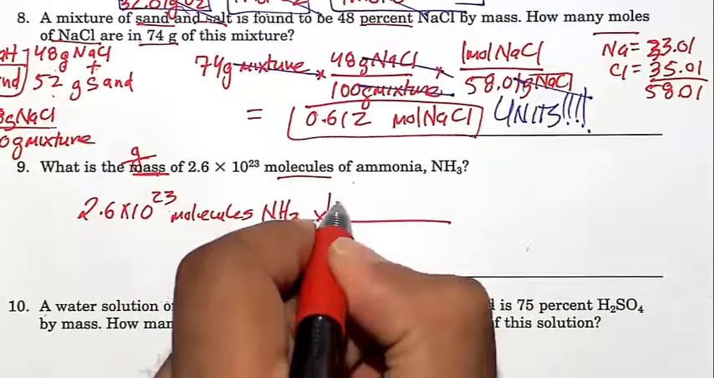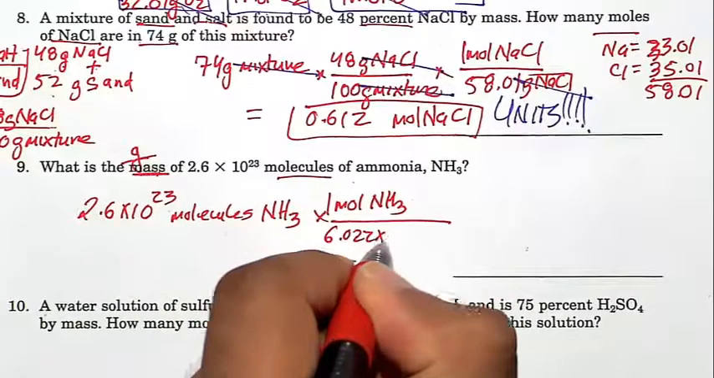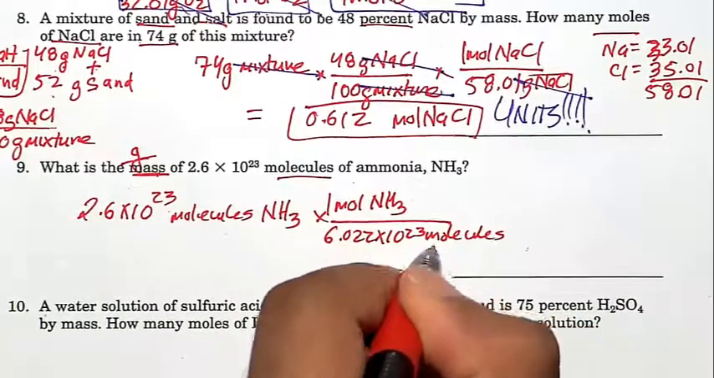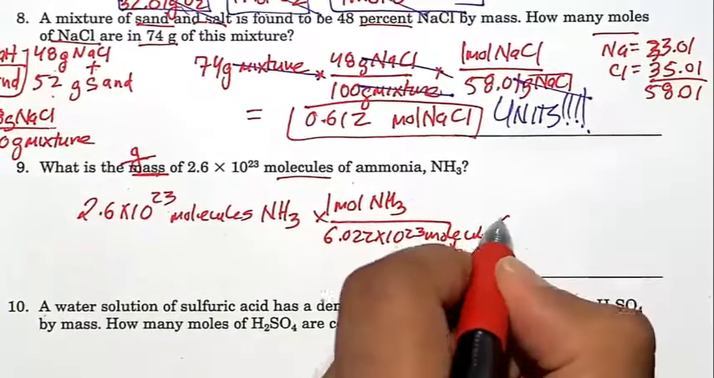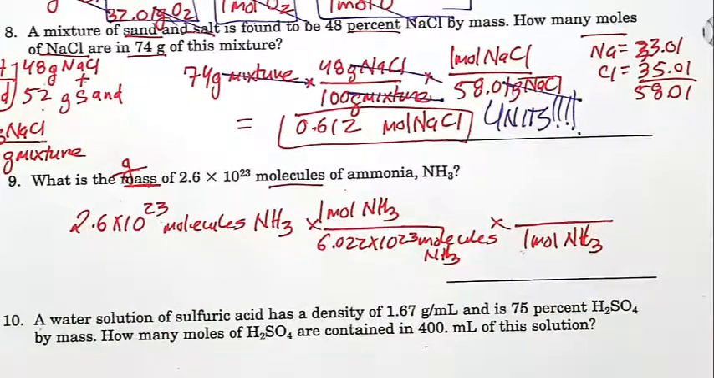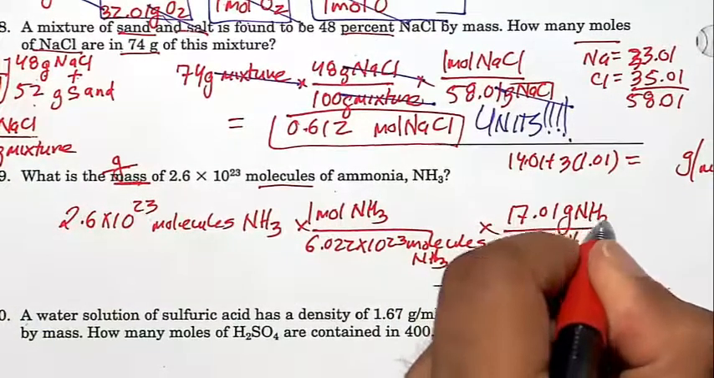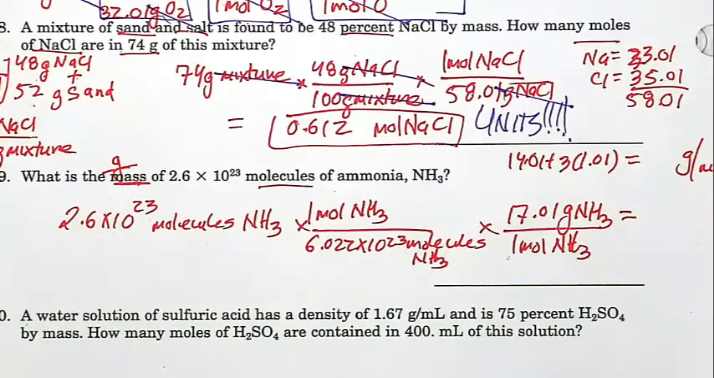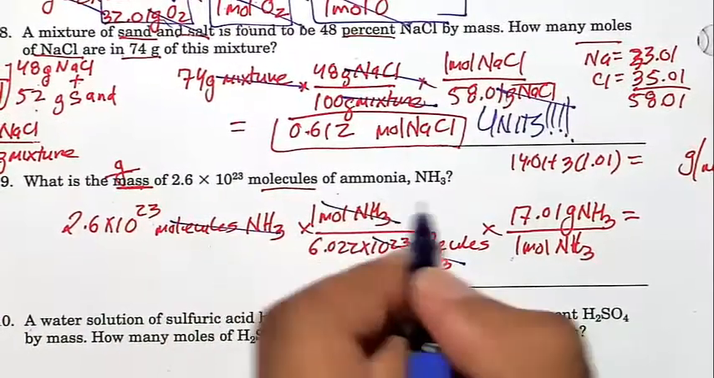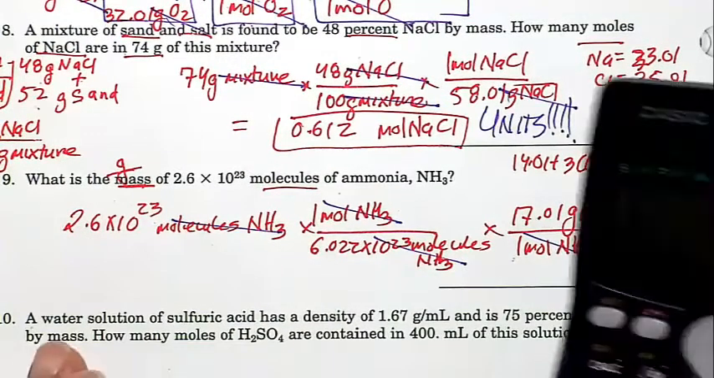And for every 1 mole of NH3, we have 6.022 times 10 to the 23 molecules of NH3. And for every 1 mole of NH3, I have how many grams of NH3? 17.01 grams of NH3. Molecules of NH3 cancel with molecules of NH3. Moles of NH3 cancel out with moles of NH3. 2.6 times 10 to the 23.